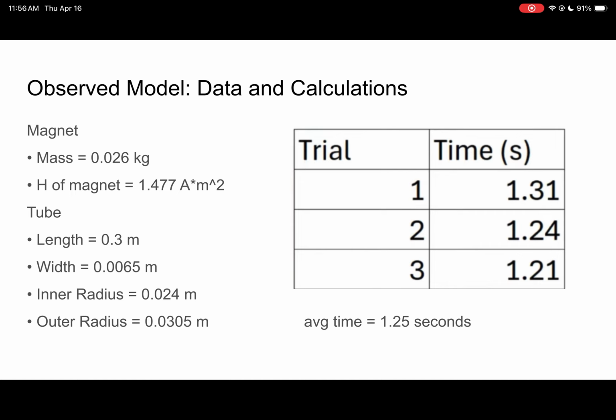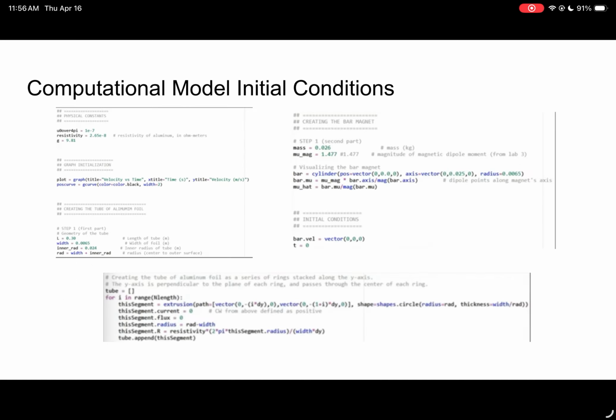The tube is 0.3 meters in length, the width is 0.0065, the inner radius is 0.24, and the outer radius is 0.0305. We did 3 trials with an average of all of those, and it was about 1.2 seconds of the falling magnet. So here's the computational model, and here are the initial conditions, which are just defining the constants that we have. I also have the geometry of the tube defined, like the mass. And you have a magnet defined as well.